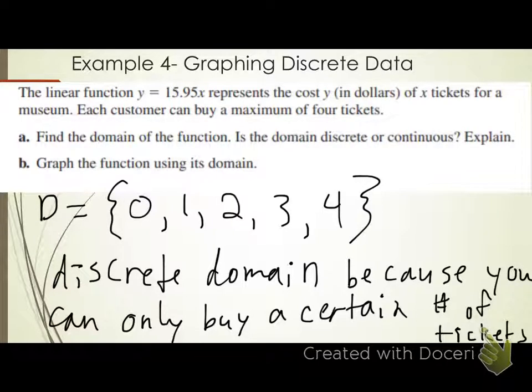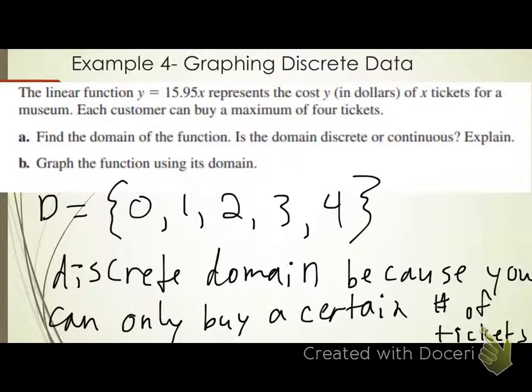So that helps me understand that I'm only using certain numbers on that interval 0 to 4. So domain 0, 1, 2, 3, and 4. It's a discrete domain because you're only using certain numbers on that set. So there's letter A. Now we need to find letter B.